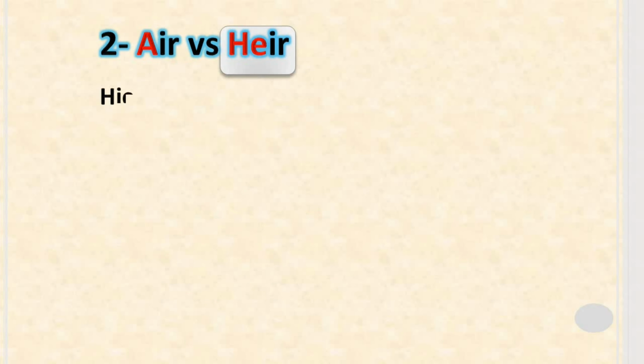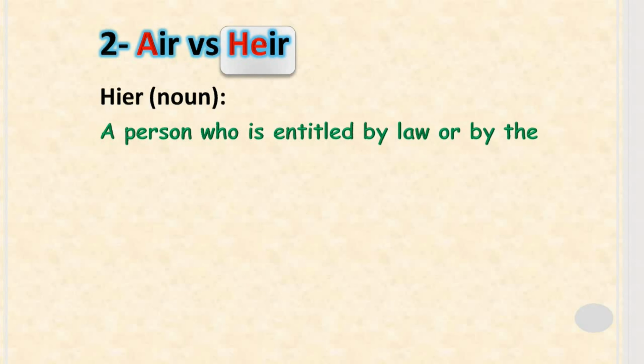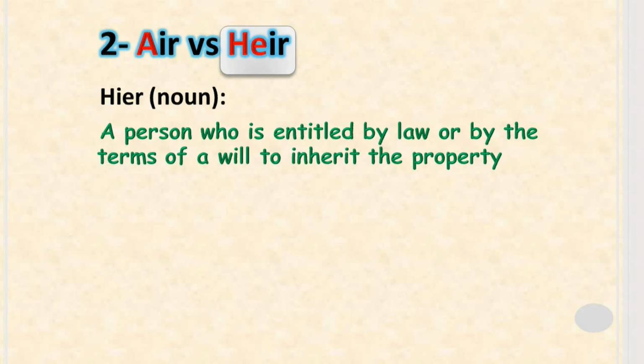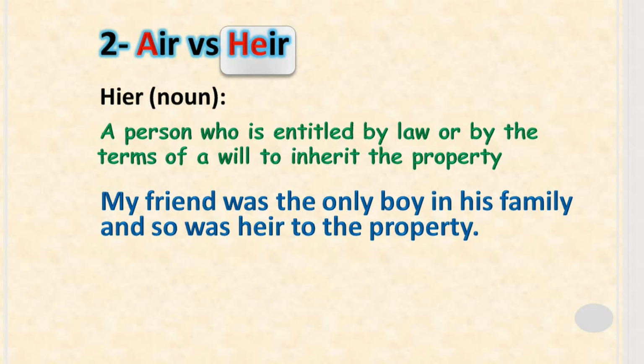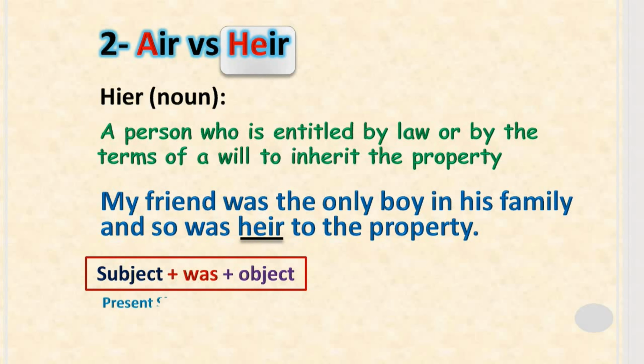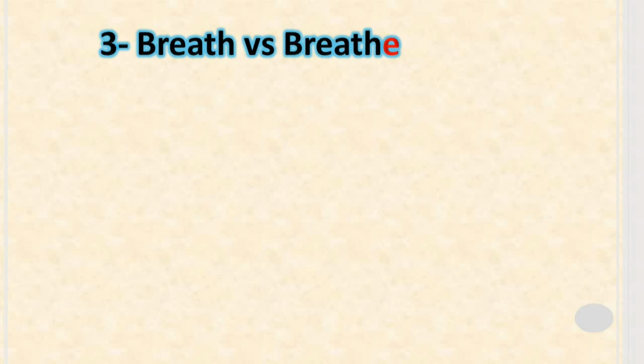Okay, let's look at the second one, heir. It's a noun, a person who is entitled by law or by the terms of a will to inherit the property. My friend was the only boy in his family and so was heir to the property. Heir, subject was, it's a past simple tense. It's mistakenly written present, but it's a past simple tense. You will identify it by was.